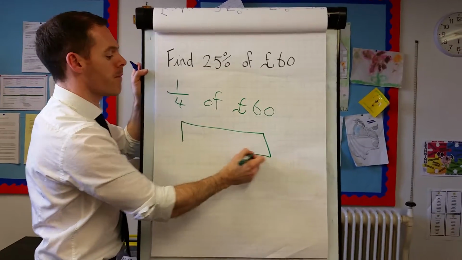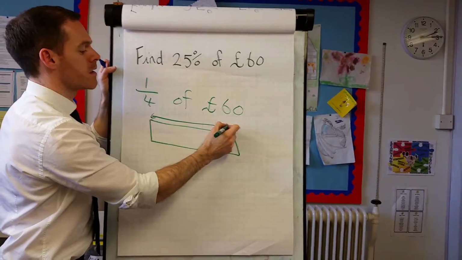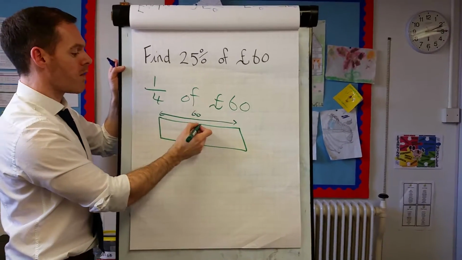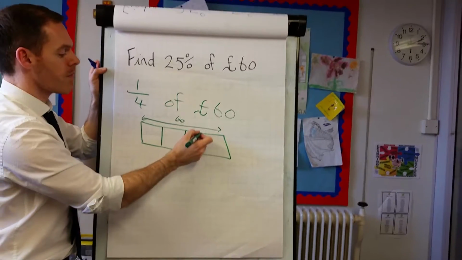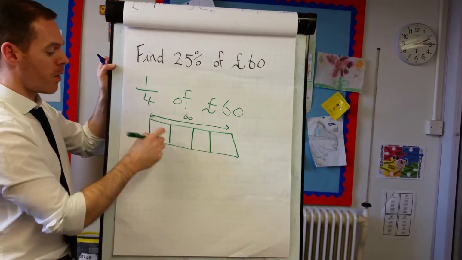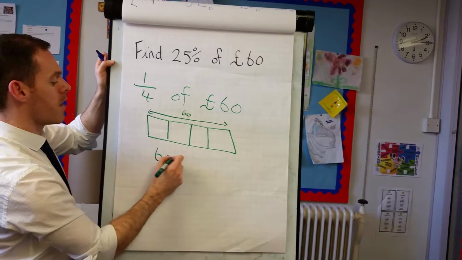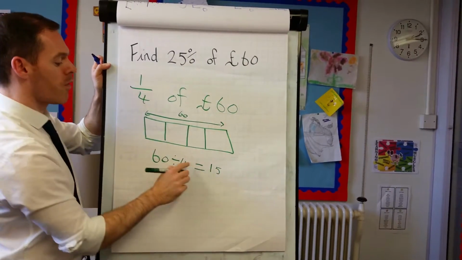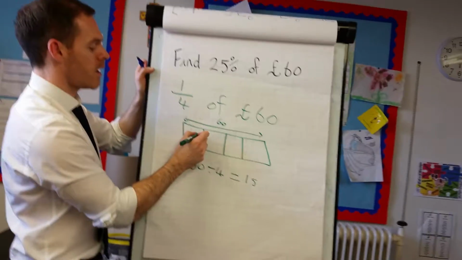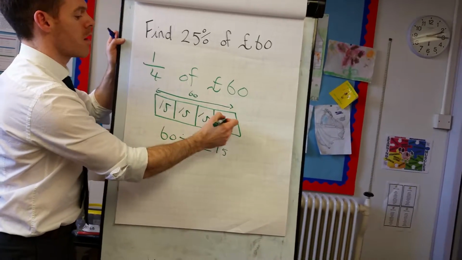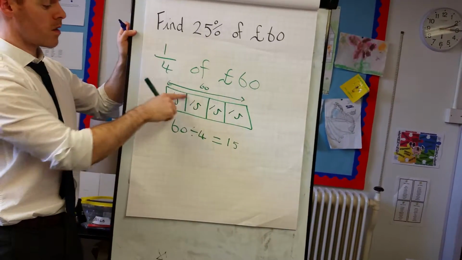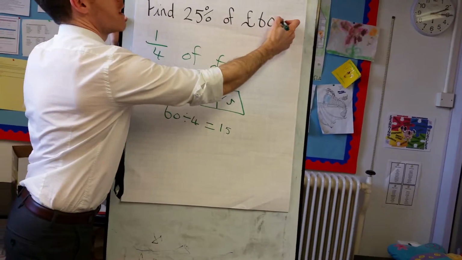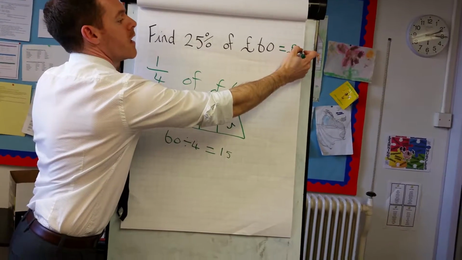I draw my bar. My bar represents 60. My denominator tells me how many equal parts it's divided into. It's divided into 4 equal parts. So it's 60 shared into 4 equal parts. So I would do 60 divided by 4. And when you work that out, there are 15 groups of 4, or 4 groups of 15 in 60. So each of my sections is worth 15. And it's only one of them I need. So my answer is 15. Okay, so finding 25% of 60 pounds equals 15 pounds.